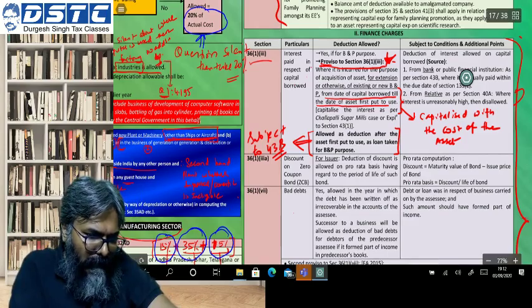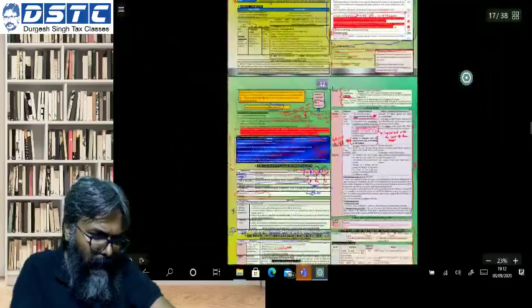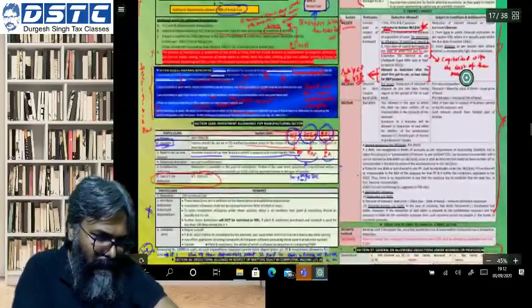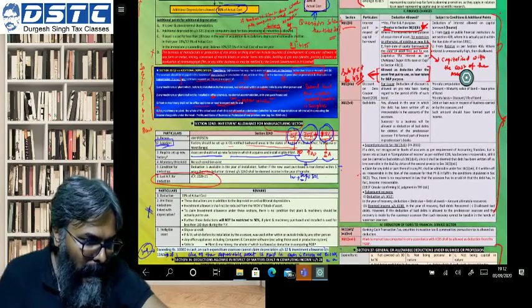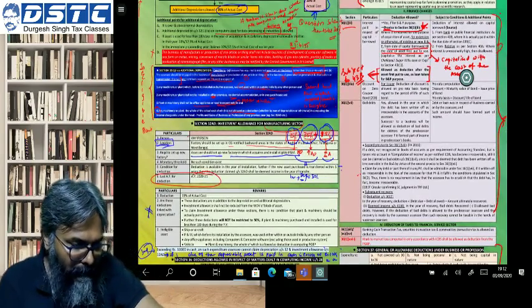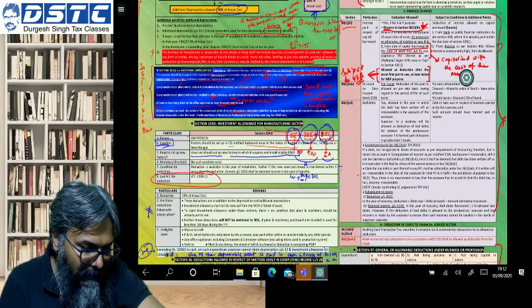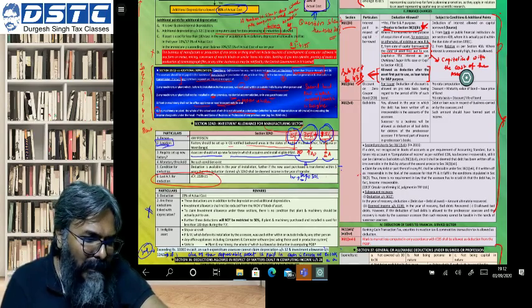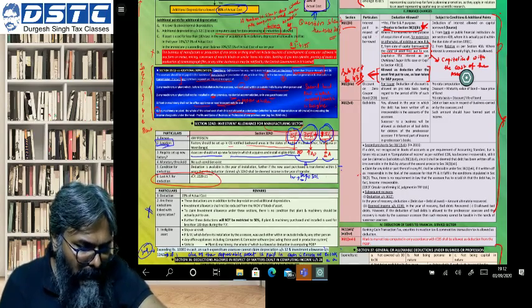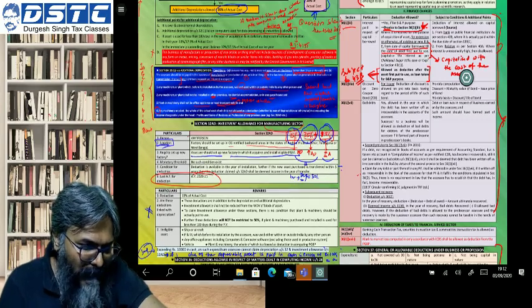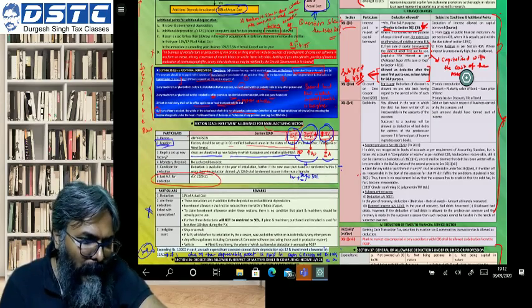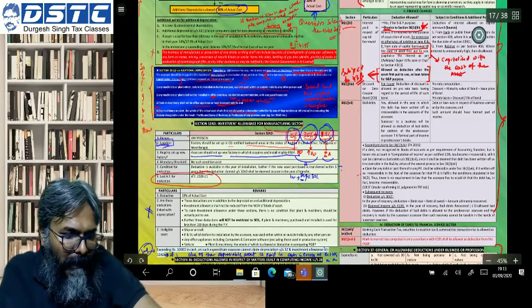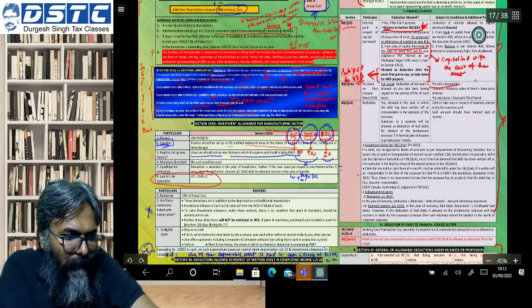So this is what the situation is in this regard. So if you see over here very carefully in this context, 36(1)(iii)(a), students. This is a discount on the zero coupon bond. So the computation has been made on a pro rata basis.